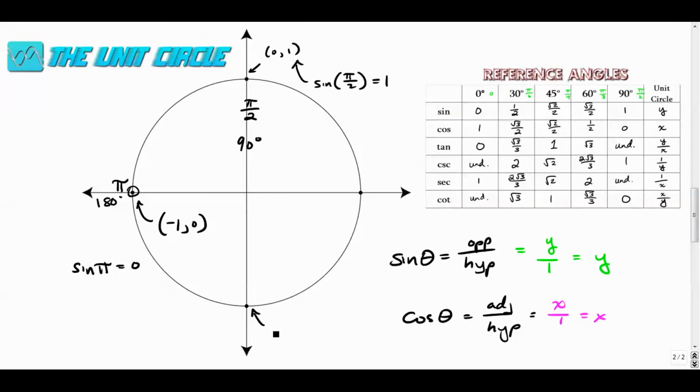Down here we have the ordered pair (0, -1). So this is 3 pi over 2, or 270 degrees. The sine of 3 pi over 2 is -1. And then we get back here to 2 pi, and the sine of 2 pi is back to 0.